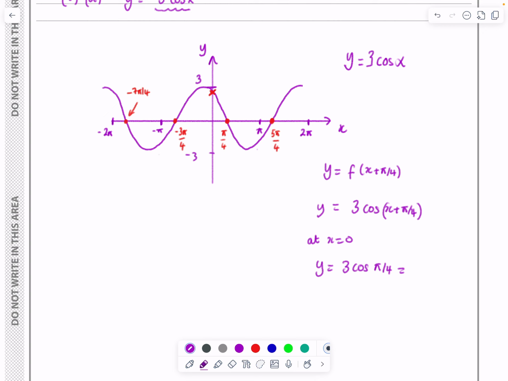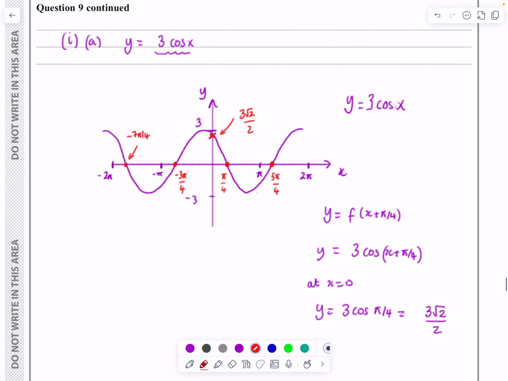You can stick that in the calculator, you can do whatever. I know that cos pi over 4, for example, is root 2 over 2. I know that, but you can do it on the calculator. So that's going to work out to be that value there. And again, if I just change my colour to make that very, very clear to the examiner, 3 root 2 over 2. Yeah, I'm pretty happy that I would get all the marks for that in terms of the way I've displayed that as well.